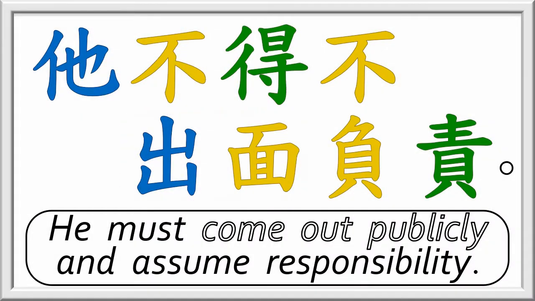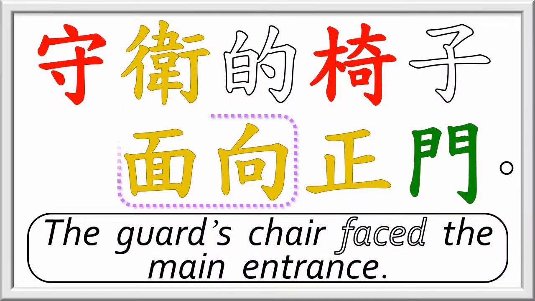Our first example, 出面, refers to a person literally exposing their face, stepping out in public to accept responsibility. 他不得不出面负责. He must come out publicly and assume responsibility. 面向 means to turn and face a particular direction. 守卫的椅子面向正门. The guard's chair faced the main entrance.